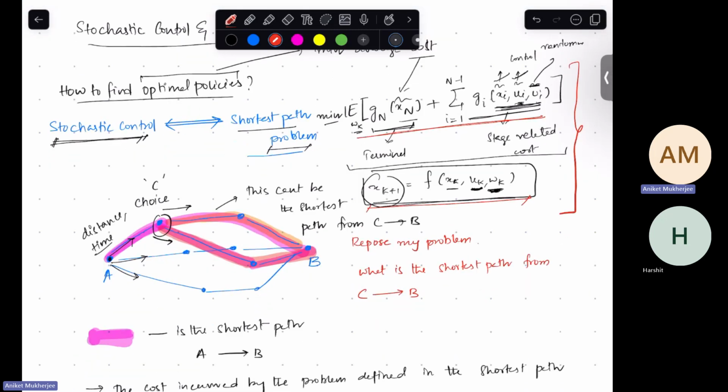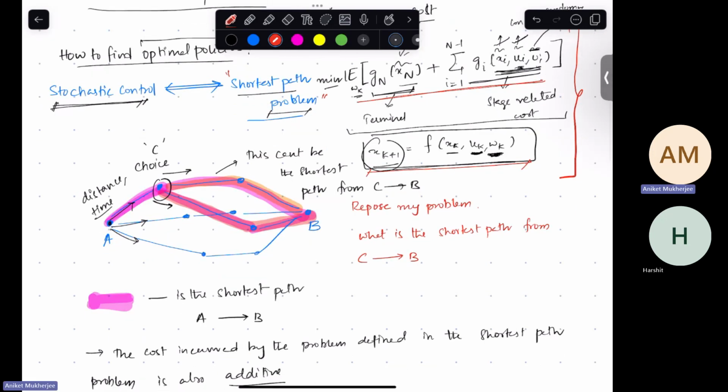Yeah. So next, the shortest path problem. The shortest path problem is basically, suppose you want to go from A to B and you have multiple paths that you can choose.